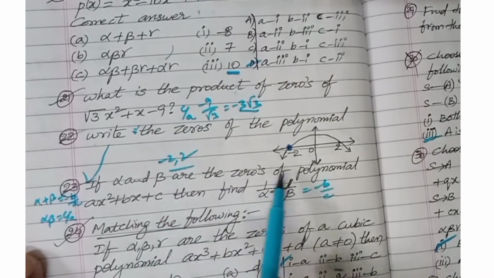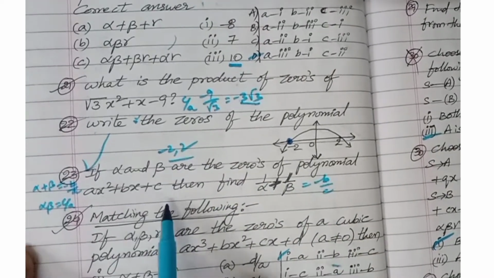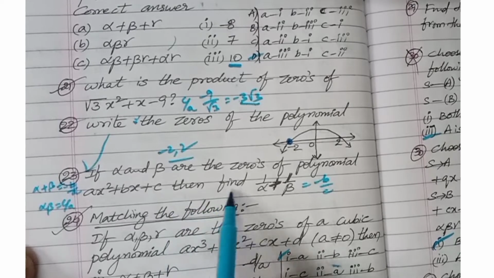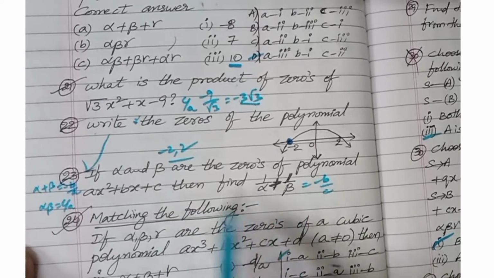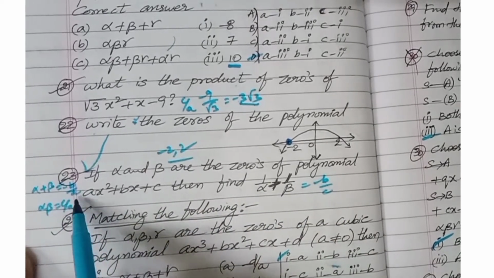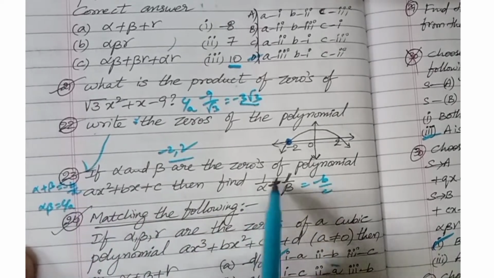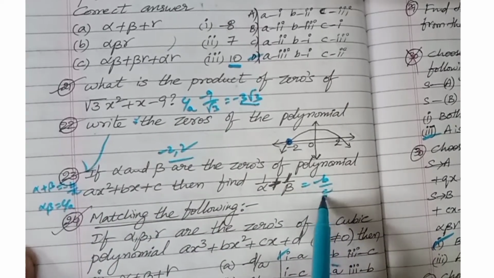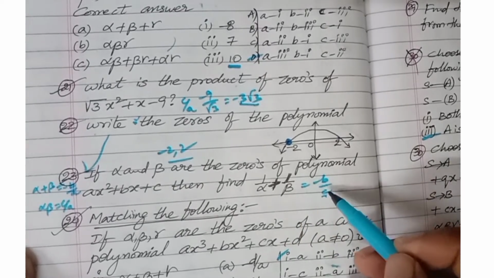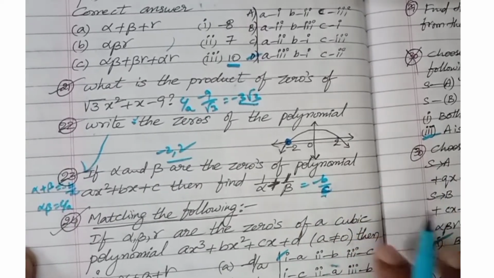If alpha, beta are the zeros of the polynomial ax square plus bx plus c, then find 1 by alpha plus 1 by beta. So alpha plus beta is minus b by a, alpha beta is c by a. You divide both. If you take LCM, you will get minus b by c. Minus b by c is the answer.